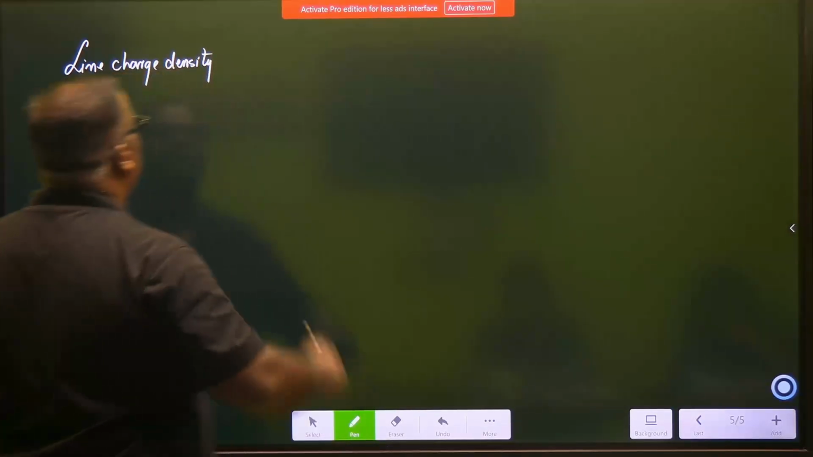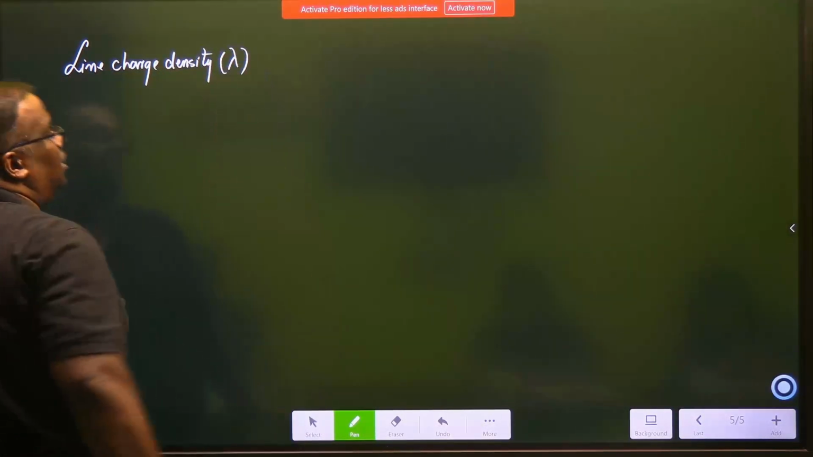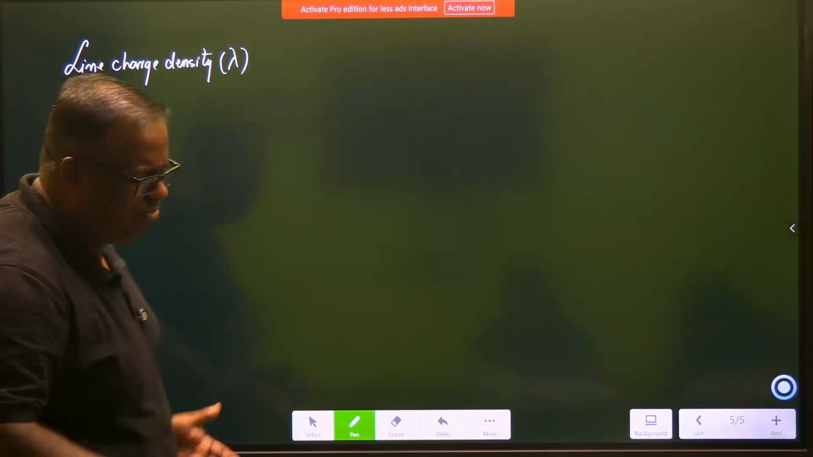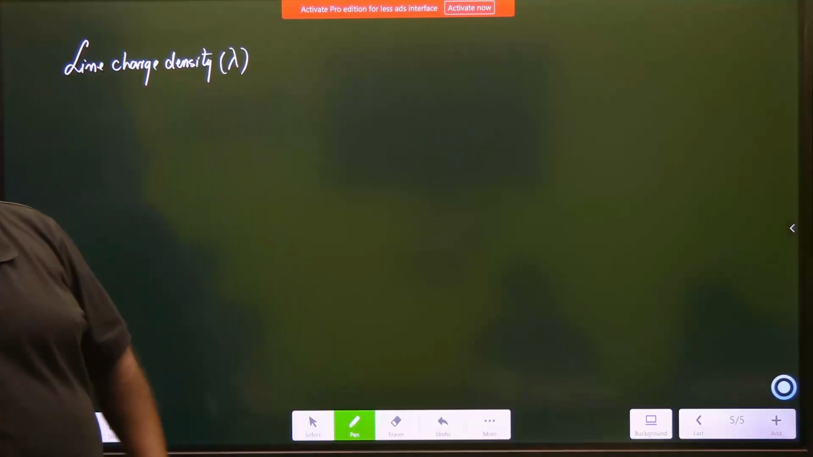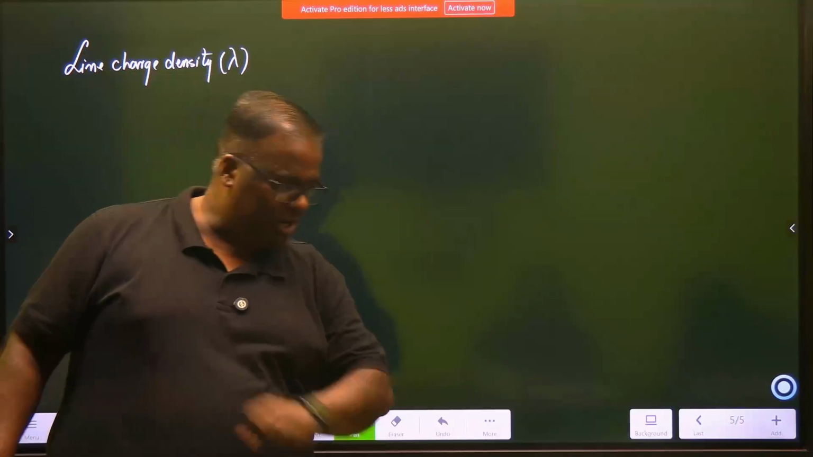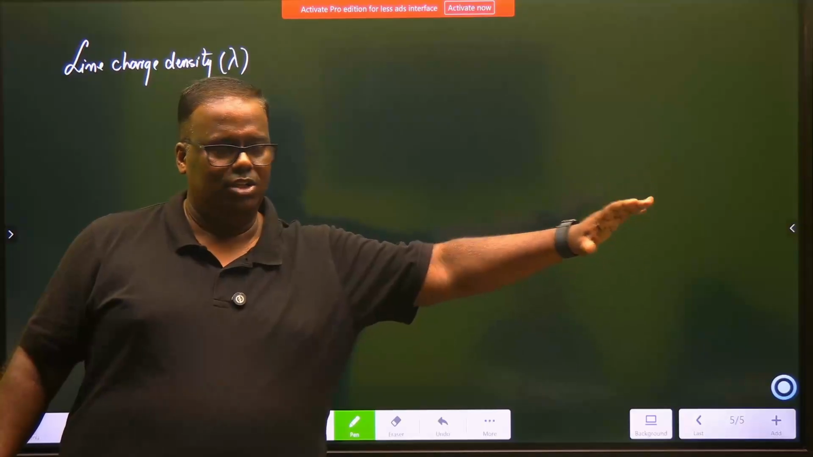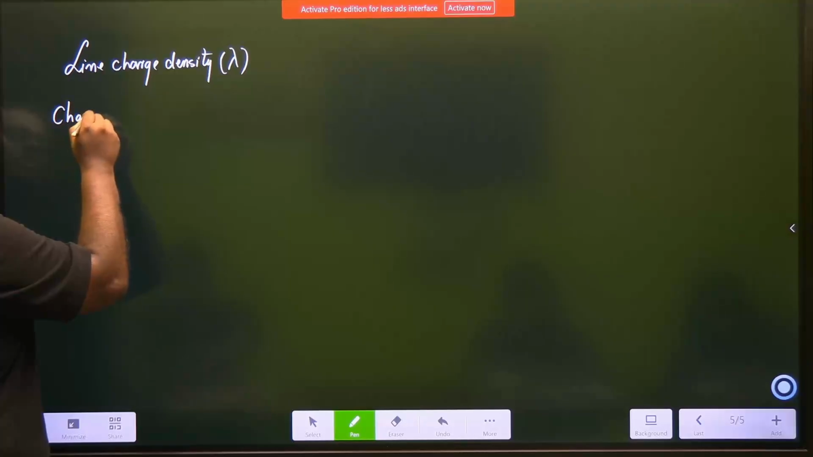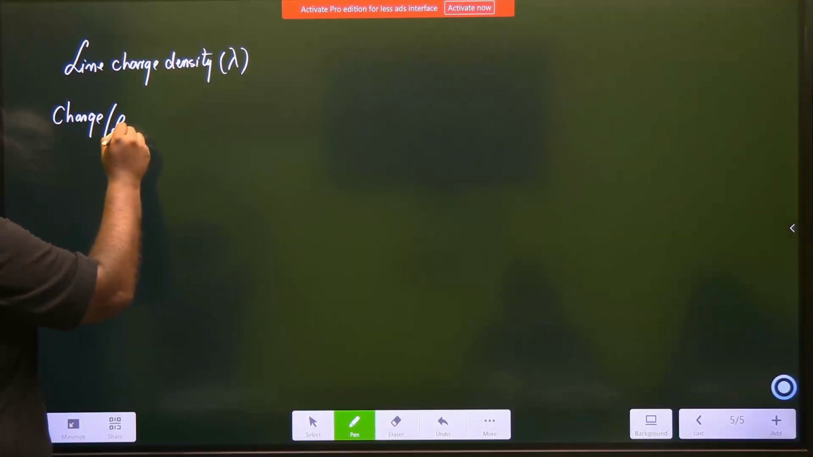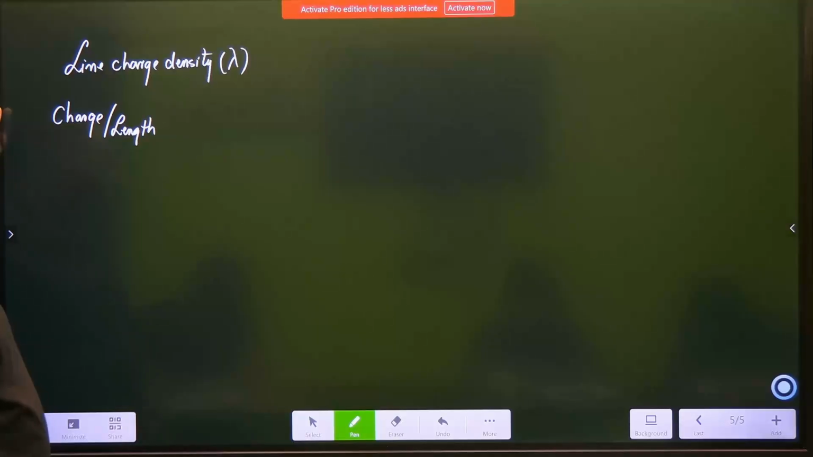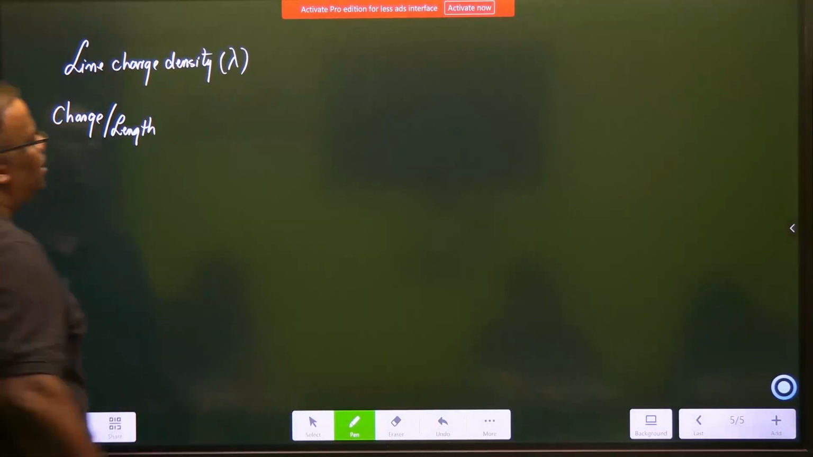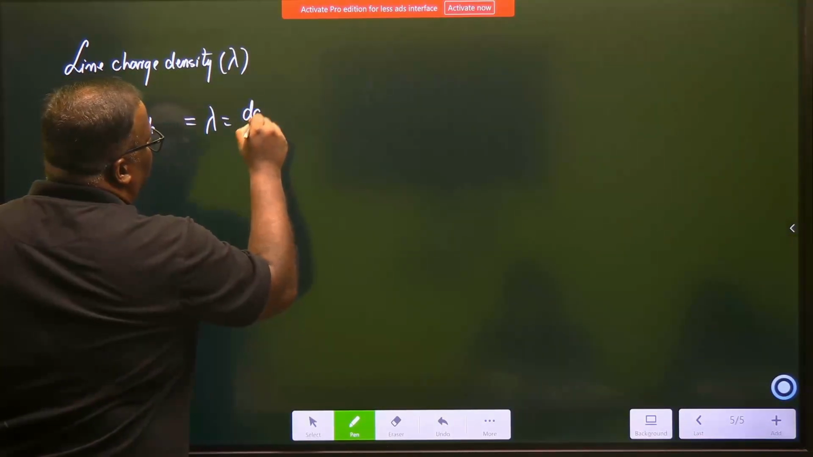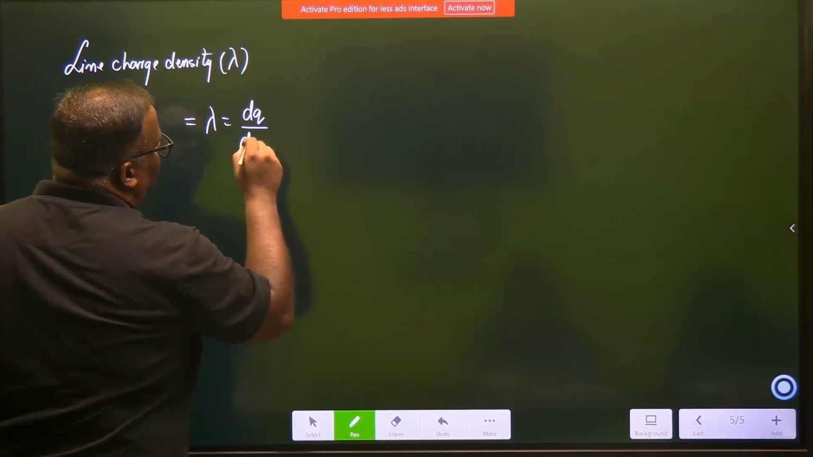Line charge density is denoted by lambda. What is density? Mass per unit volume. Here you are studying the density of charge spread over a length, so charge per unit length. We will call it charge per unit length. That is all about line charge density. So this is given by lambda, which is given as delta Q over delta L.